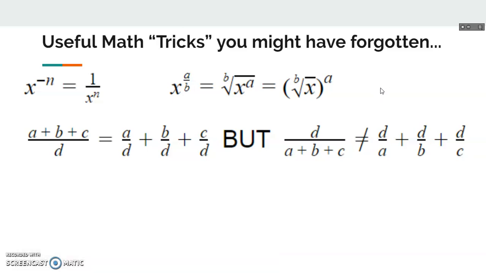Here's some useful math tricks that'll help you make problems easier. Remember that negative exponents just need to change from the top to the bottom or the bottom to the top. If you have a rational exponent, the number on the top is the power, the number on the bottom is the root. Remember that if you have a fraction with multiple things added together in the numerator with just one term in the denominator, you can split that into 3 separate fractions. But if you have a single term in the numerator and 3 terms in the denominator, you cannot split that into 3 separate fractions.